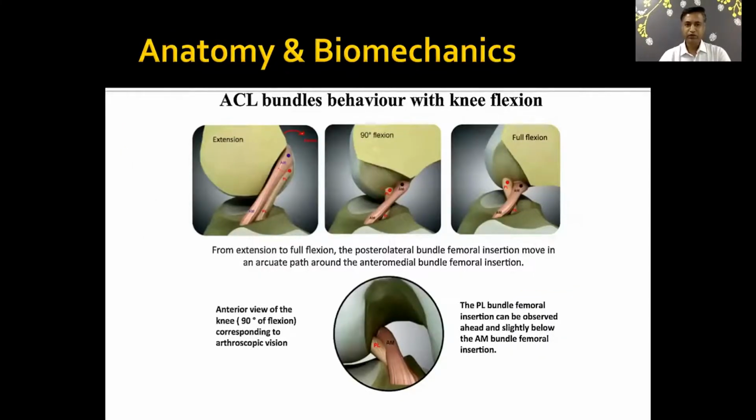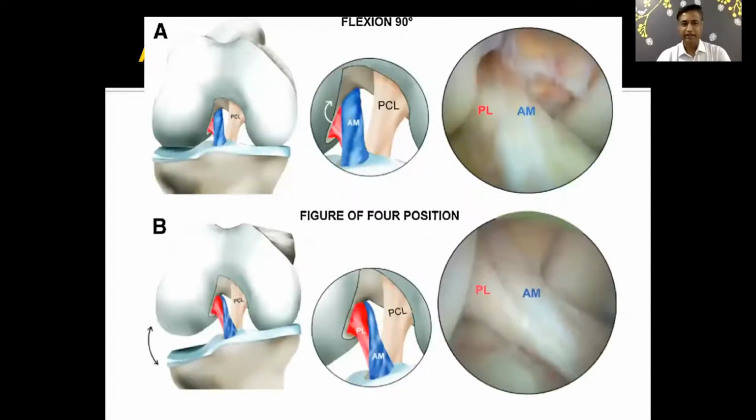So we know the anatomy, it is a very small ligament which has anteromedial and anterolateral bundles, and we have done extensive research and studied its biomechanical aspects, and we also know how it looks on arthroscopic anatomy.